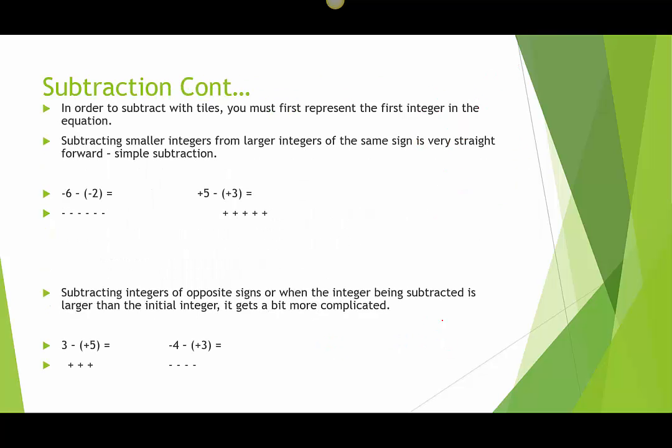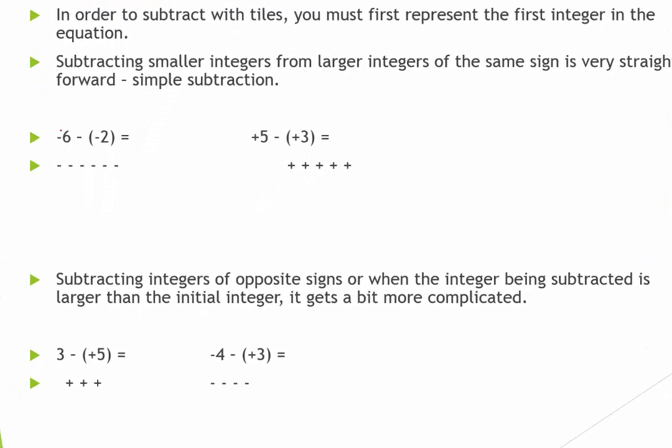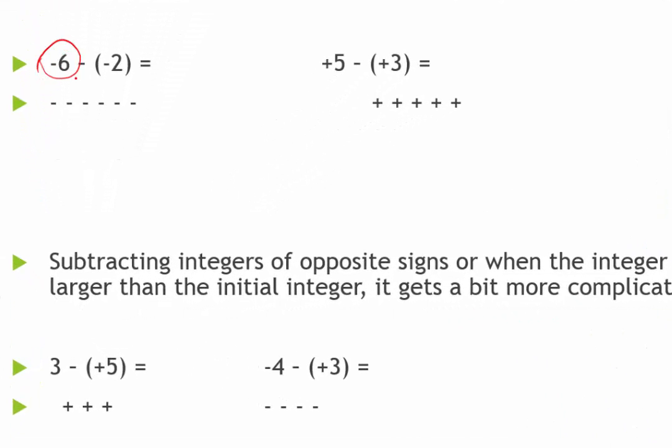In order to subtract with tiles, you must first represent the first integer in the equation. If our first integer is negative 6, we represent that with 6 negatives. Then we look at what we're taking away: 2 negatives. You look at what you already have, 6 negatives, so if we want to take away 2 negatives, we simply circle those 2 negatives and take them away. What do we have left? Negative 4. Subtracting a smaller integer from a larger integer of the same sign is very straightforward.